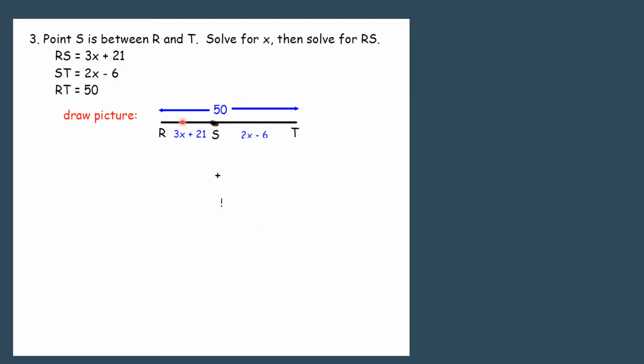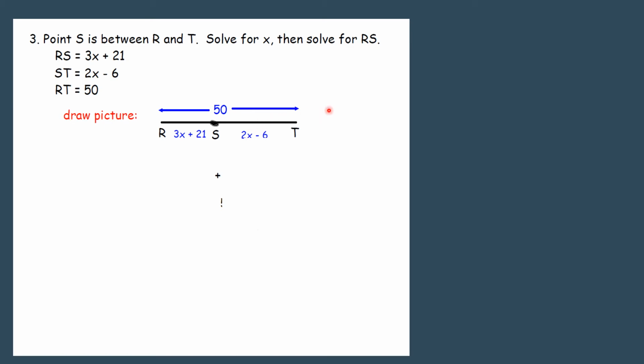You could have put it closer to R. You could have put it closer to T. The only thing I ask you to not do is do not put point S right in the middle, because we don't know if it's in the middle. We just know it's somewhere between those two. So step 1, draw the picture, making sure to properly label it.